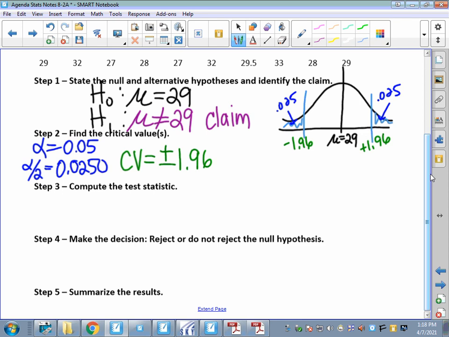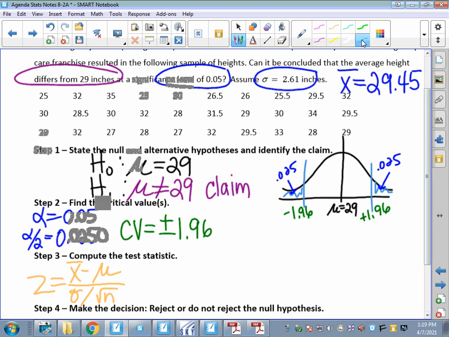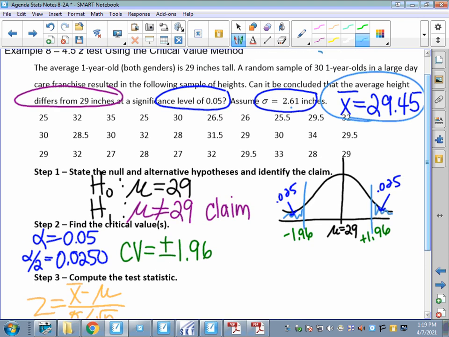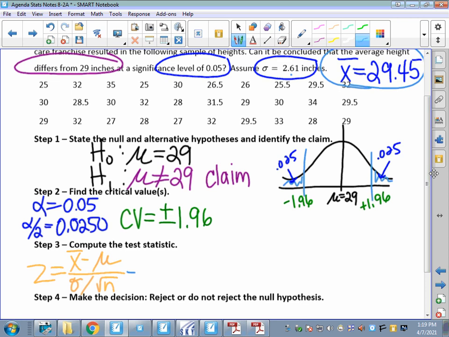Our test statistic, remember, is Z equals x bar minus mu over sigma divided by the square root of n. Let's see, we should have all this information up here, right? I told you x bar, 29.45. Our sigma was 2.61. What else do we need? A random sample of 30. So there's our n, and we know our mu because mu is always in the null hypothesis.